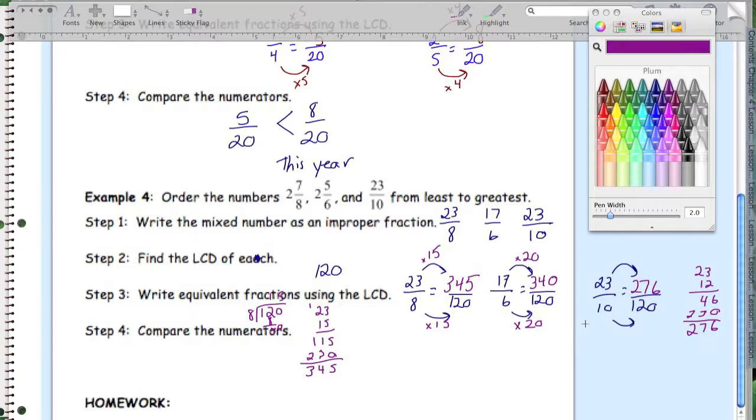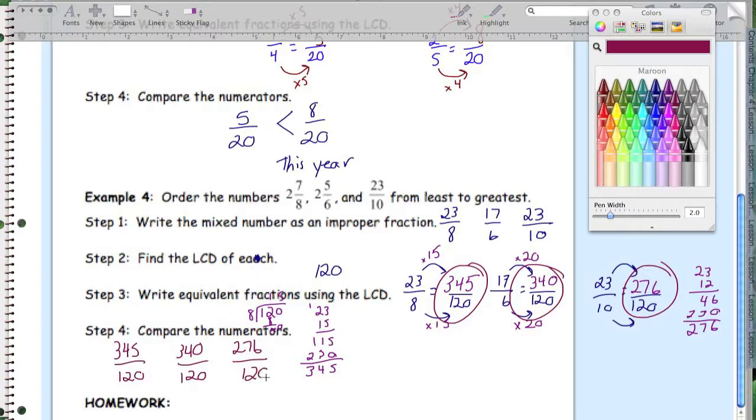Hoping my writing is neat. Yep, that looks good. All right, now it says compare the numerators. So I'm going to write it neatly. My new fractions are this. I have 345 out of 120 as the first. Then I have 340 out of 120 as the second. And my last one is 276 out of 120. So they want us to order them from least to greatest. Well, the smallest one is this, so that would go first. The next smallest one is this, so it goes second, and then this is the third smallest one.